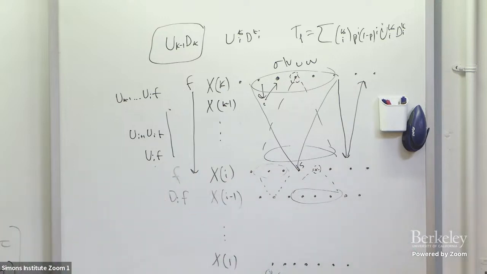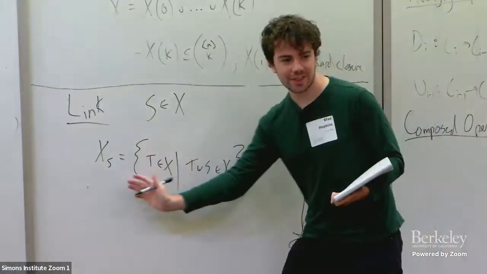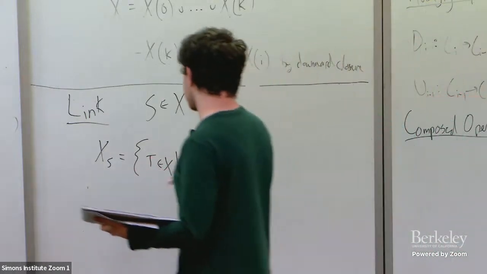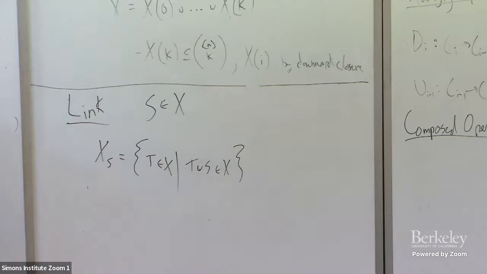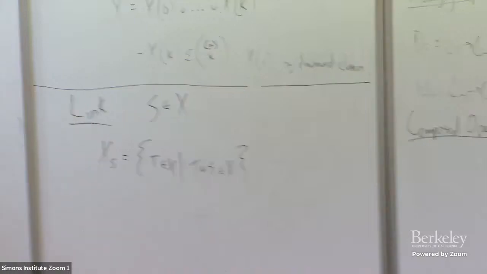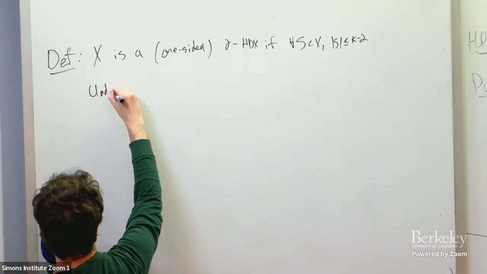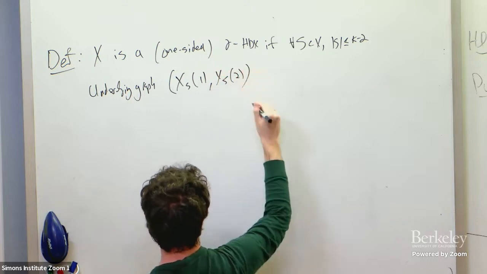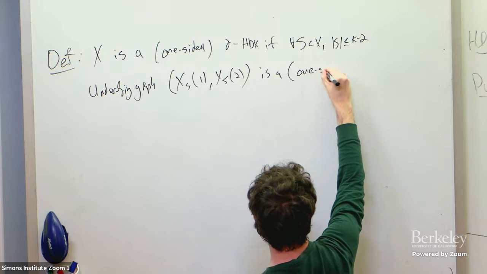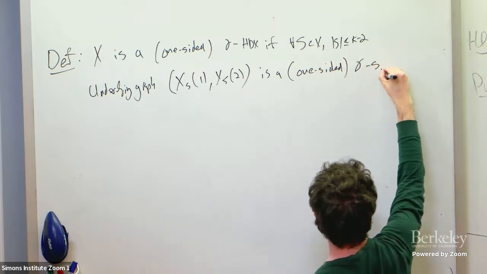Slightly more formally, we can write this as all T in X such that T union S is also in X. So you can also write this as T union S without S, which is what I said over here. So these are the links, and if you're in a distribution world, there's some induced distribution on here. Again, we'll just assume it's uniform. So X is a one-sided gamma HDX if for all subsets in X of size at most dimension minus 2, then the underlying graph X_S, 1 and X_S, 2 is a one-sided gamma spectral expander.